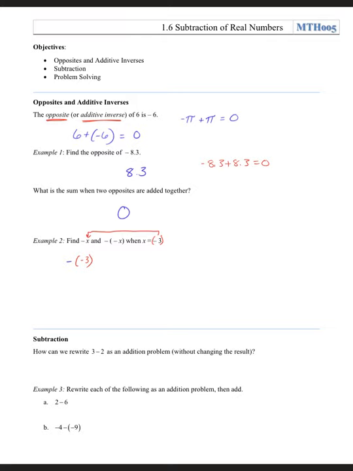Now we want to simplify this. So we want to read it as the opposite of a negative 3. You can also think of this as a negative 1 times a negative 3 if you need to. In the end, if you take a negative 1 times a negative 3, you're left with a positive 3 for this one. Now we want to look at the second problem here.